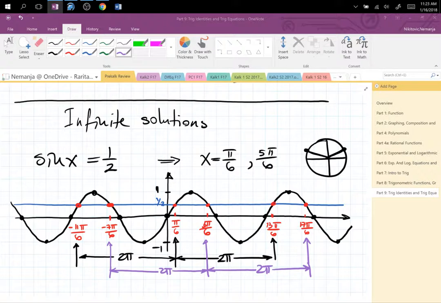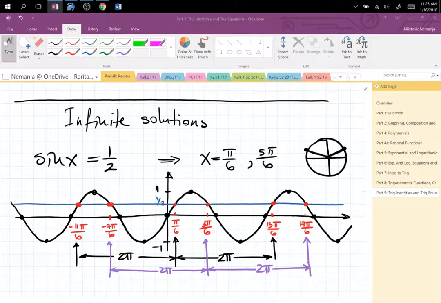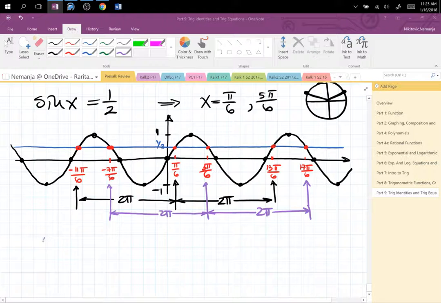So pi over 6 is going to give all of the answers, infinitely many of them, if you go period, another period, another period, another period to the right, and then minus a period, minus a period, minus a period to the left, forever. Now we can compress this into a single answer.